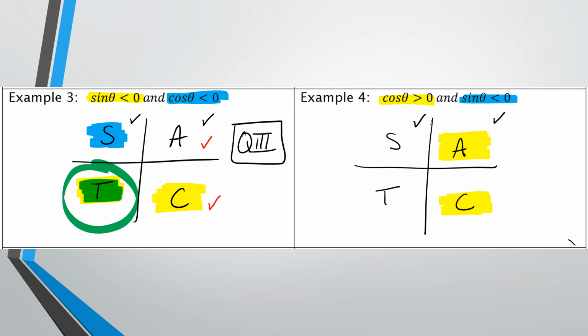So what I'm actually going to highlight are the other two quadrants. So the check marks are where sine is positive. So I'm going to highlight the other two quadrants. That's where sine would be negative. And then the quadrant where I highlighted twice is quadrant 4. So that would be my final answer.